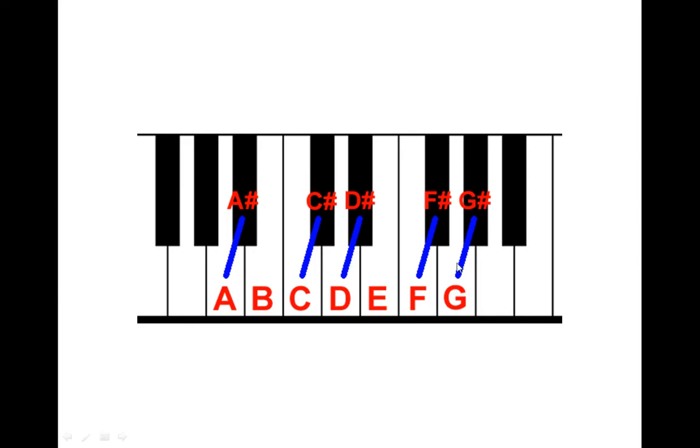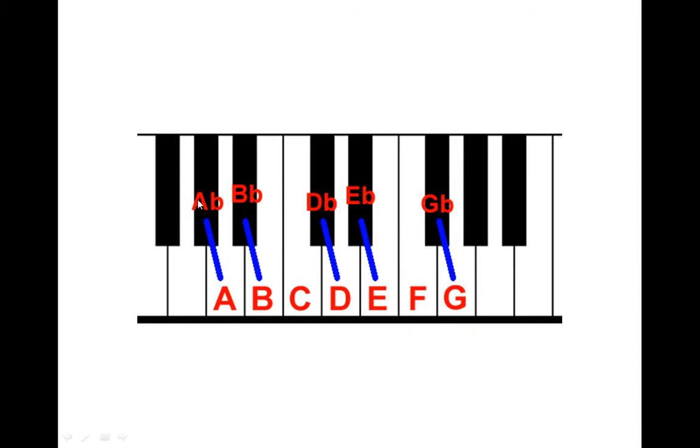Now, if you are talking about the black key that is to the left, then instead of calling it sharp, going up, it goes down to a flat. So 1/2 step down from A is A flat, a 1/2 step down from B is B flat, and so on. So you'll notice that any particular black key can actually have 2 different names.